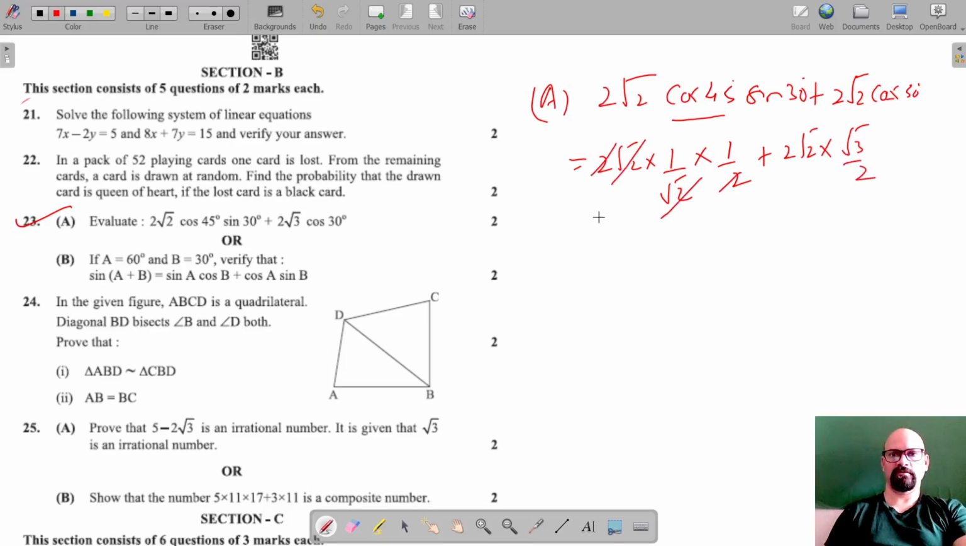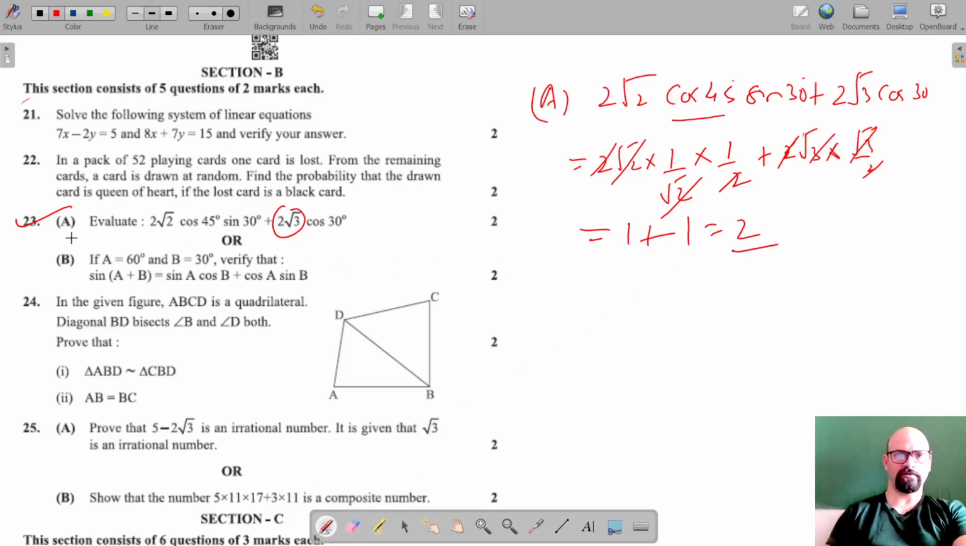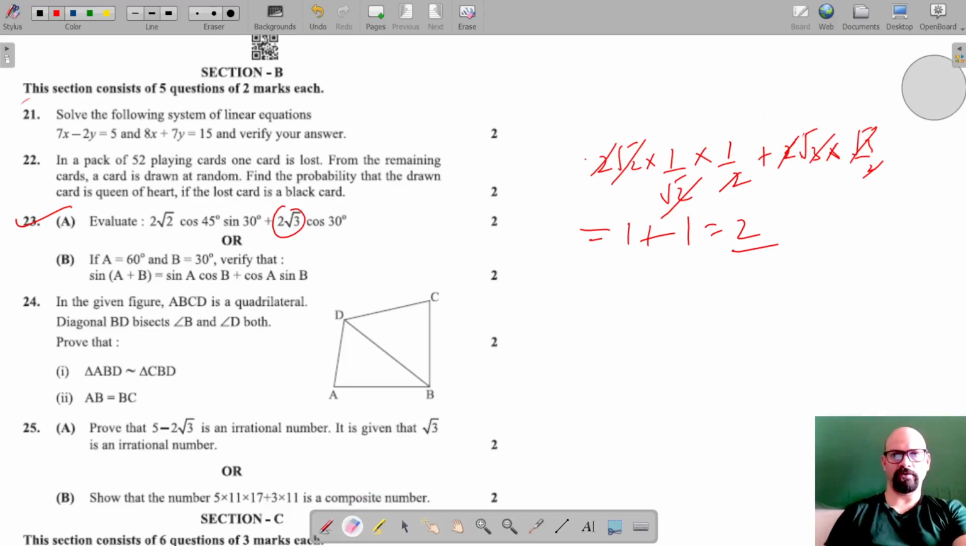So this is 1, and this is root 6. So our answer is 1 plus root 6. Okay, this is actually 2 root 3. So this is 2 root 3 into cos 30. So 2 root 3 into cos 30 is root 3 by 2. So that means this is 1. So 1 plus 1 is 2. So 2 is the final answer for part A of question number 23.